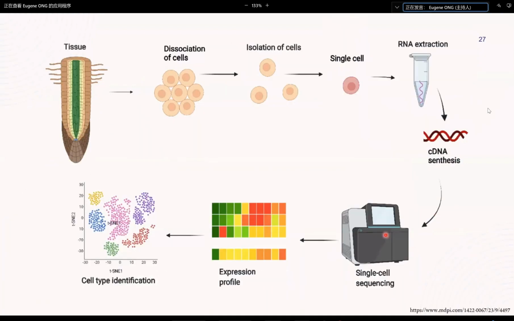Okay, so just the same process again. From a tissue, we have to isolate single cells, and from single cells, we have to extract RNA, convert into cDNA, amplify, and then sequence and analyze using bioinformatics so that we can see the pattern between different cells.